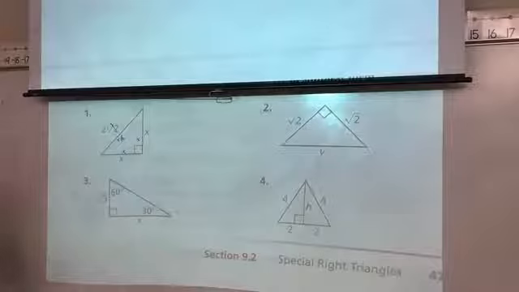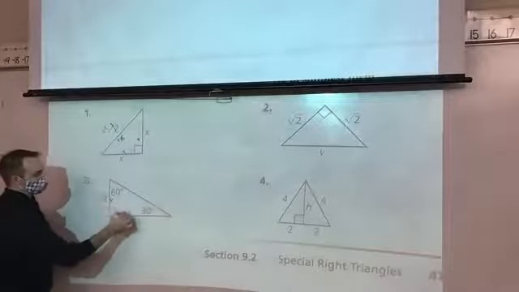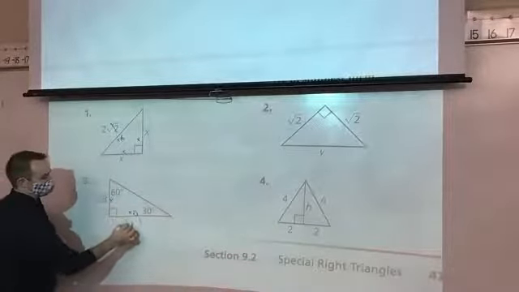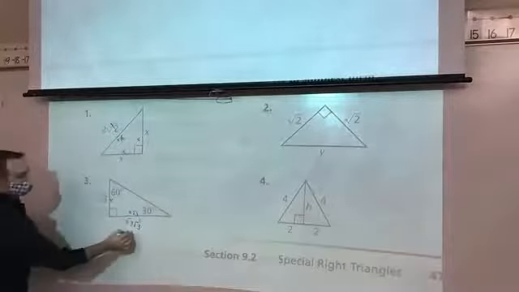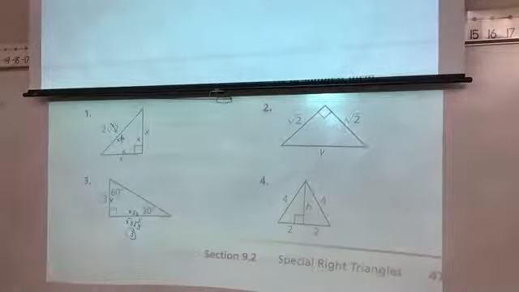Number 3 is 3, because this is the x side across from 30. This is the x root 3. So I have root 3 times root 3, which is 3. So predictable. What about number 4? It does not follow the pattern.